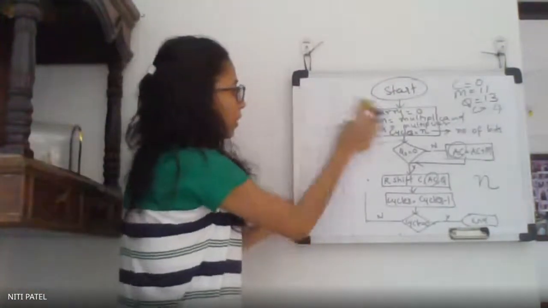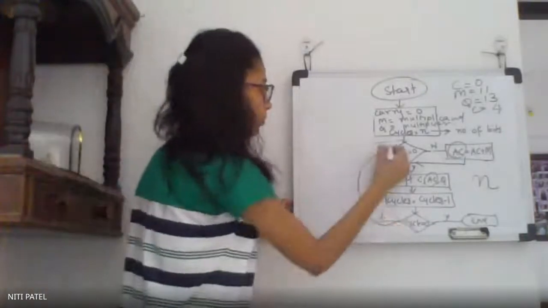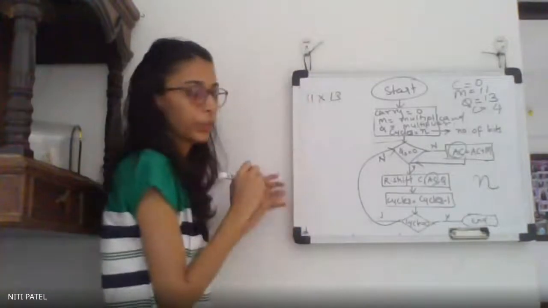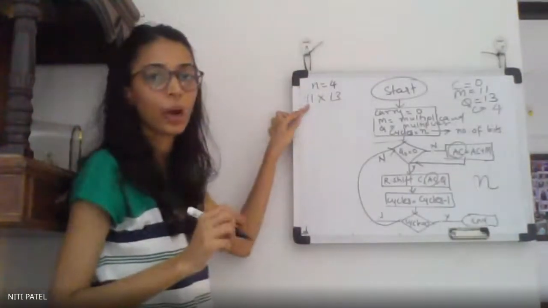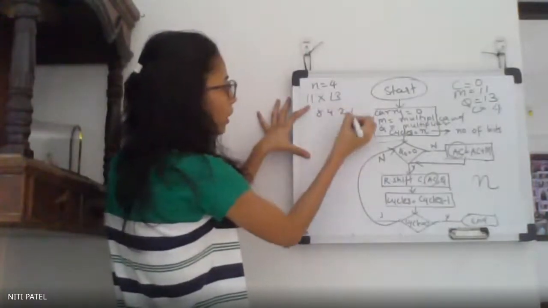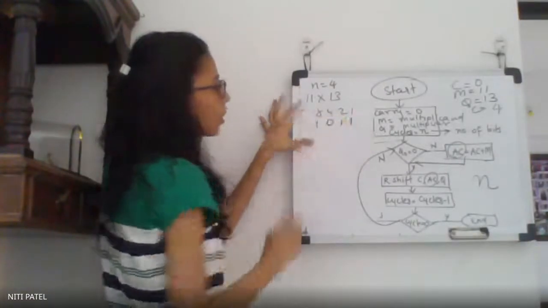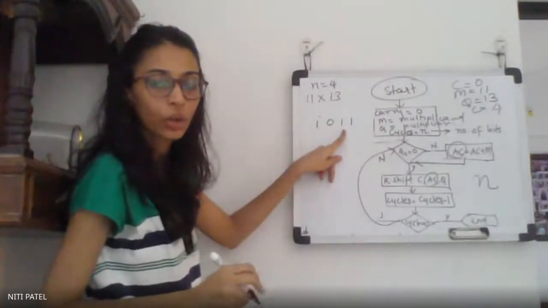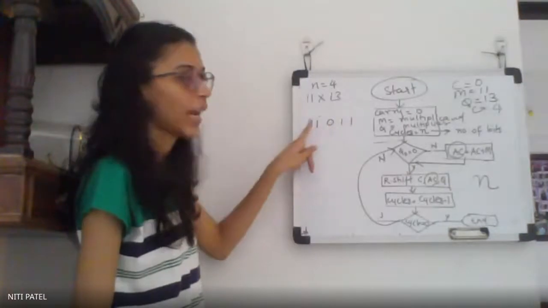I have a number 11 into 13. I have n equal to 4. So I have to represent this 11 in how many bits? 4 bits. What is 11 in 4 bits? With 8, 4, 2, 1, it is 8 plus, 9, 10, 11. So this is the binary of your 11: 1, 0, 1, 1. Yes or no? So I have represented 11 in 4 bits: 1, 2, 3 and 4.